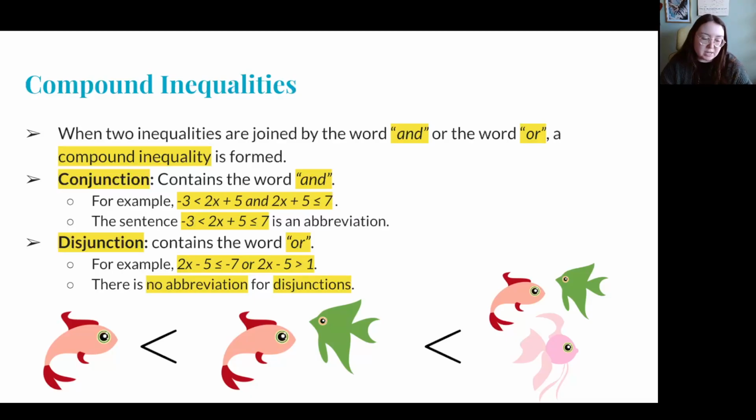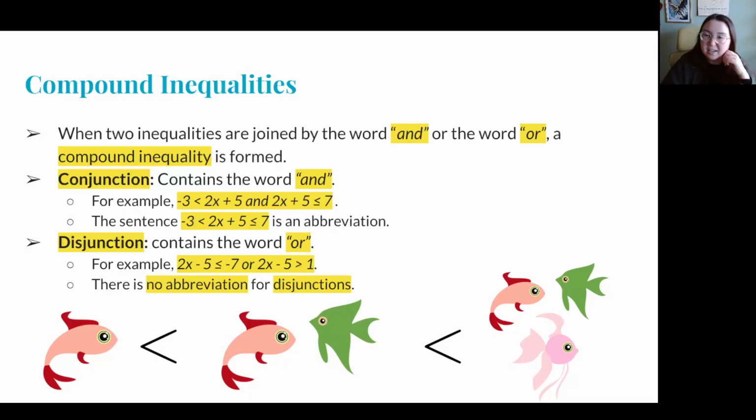And there is a major difference between conjunctions and disjunctions when you graph their solutions. Conjunctions come together, so it'll look like a line segment where there's 2 points and the line is connecting between those 2 points. A disjunction goes in opposite directions. So you have your 2 points and the lines go opposite of each other. So that's the main difference between a conjunction and a disjunction when it comes to graphing them. Conjunctions come together, disjunctions go apart.